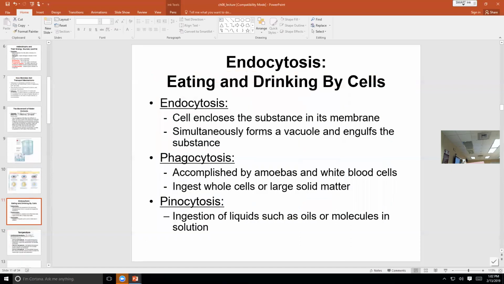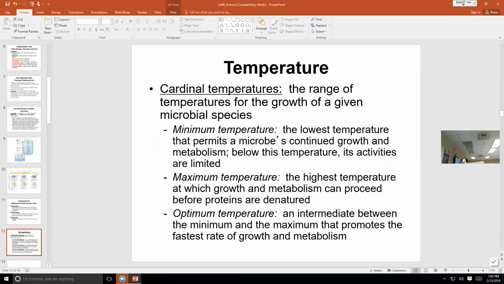So we know that cells have to drink and eat, essentially. Don't they? They have to be able to get rid of waste products. The way that they do that, if it's a solid, is through diffusion. If it's water, it's through osmosis. So these processes: endocytosis, the process of a cell bringing things in. Phagocytosis is the process of a cell eating, right? Pinocytosis is just ingesting of liquids or oils, bringing in. So it's sort of the same thing as endo. I don't ever ask you about pinocytosis, but okay.